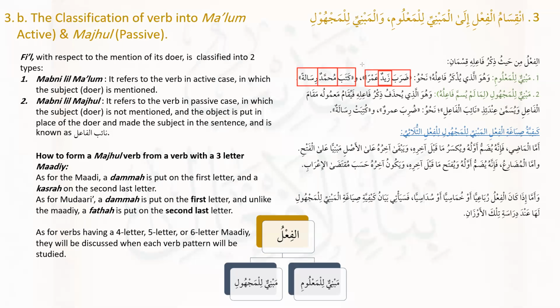But because it is at times more difficult to say it or remember it for people who are not familiar with Arabic, that's why ma'lum and majhul are the relatively easier terms.